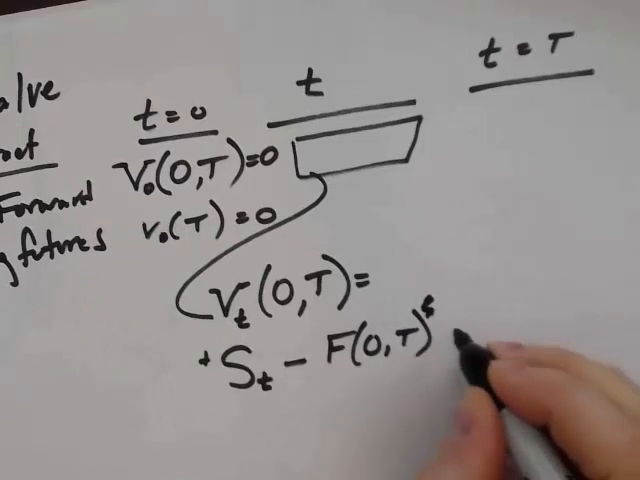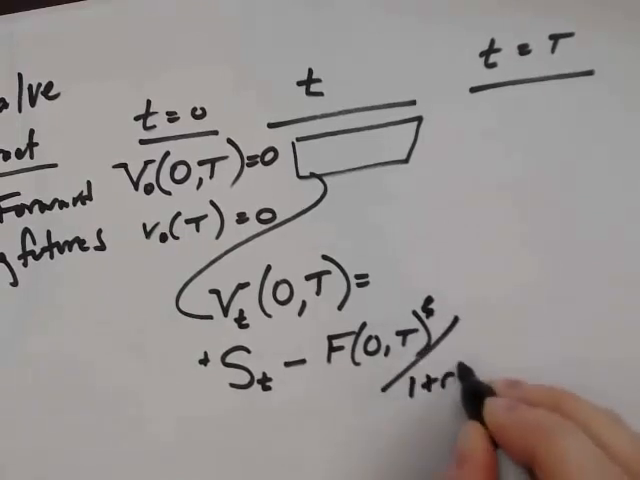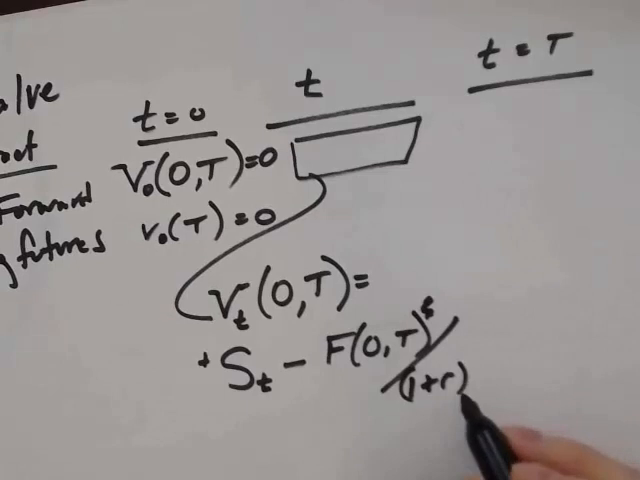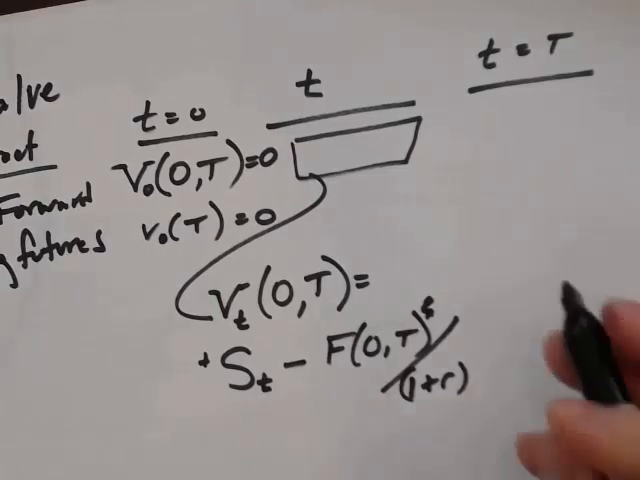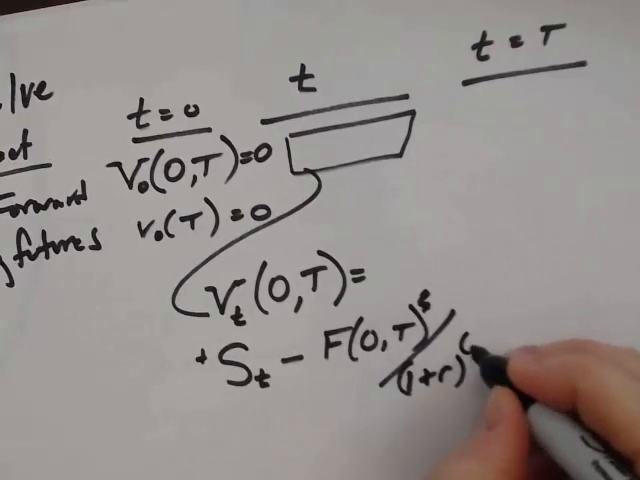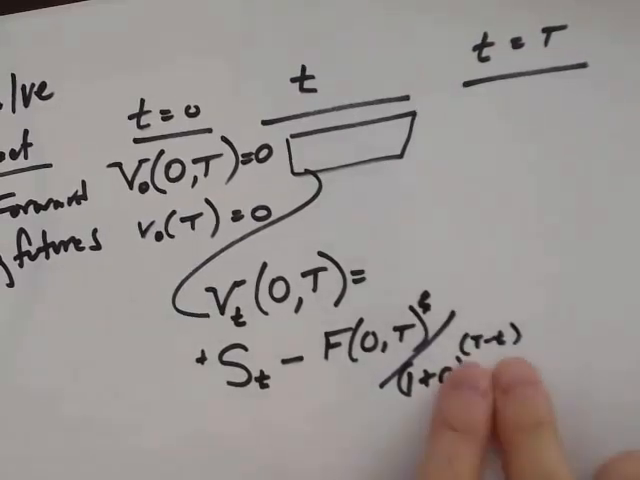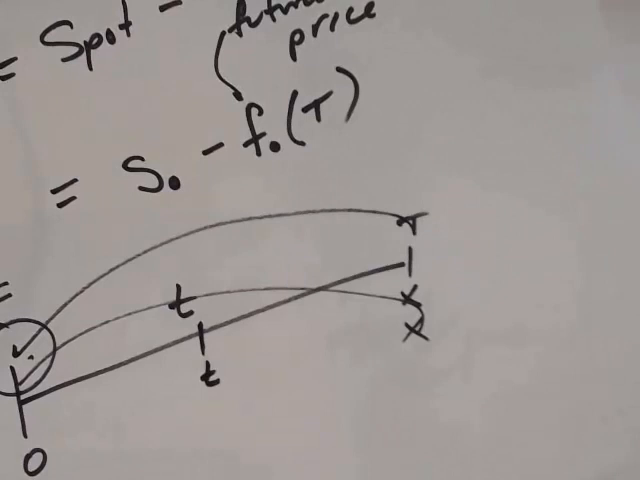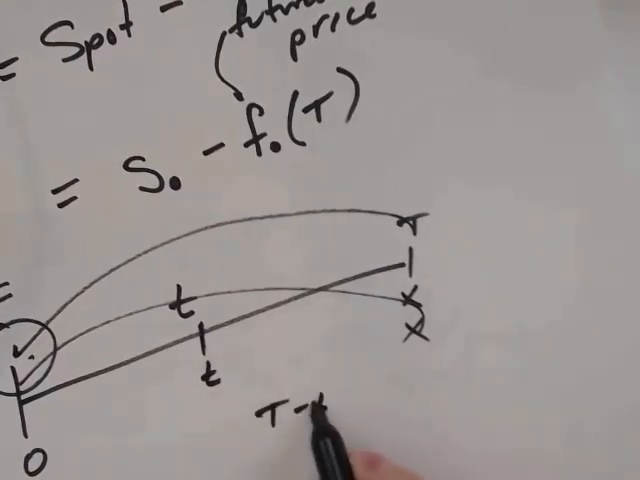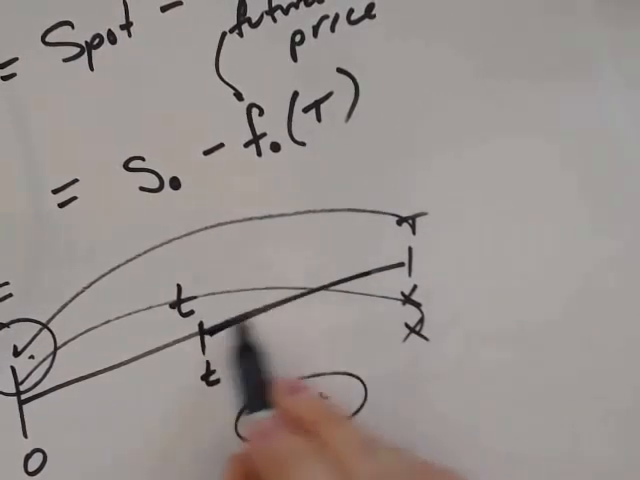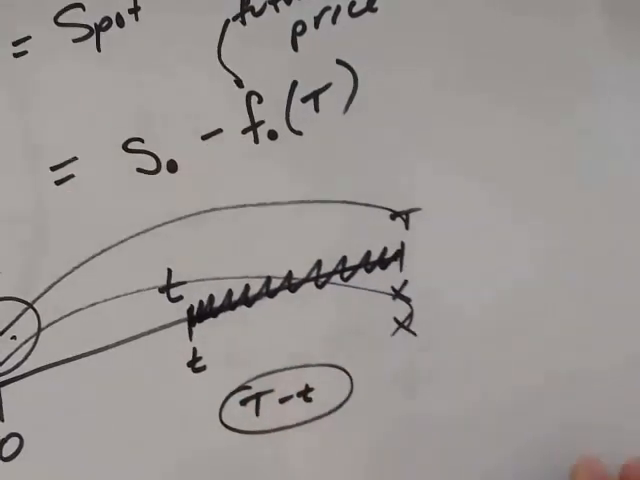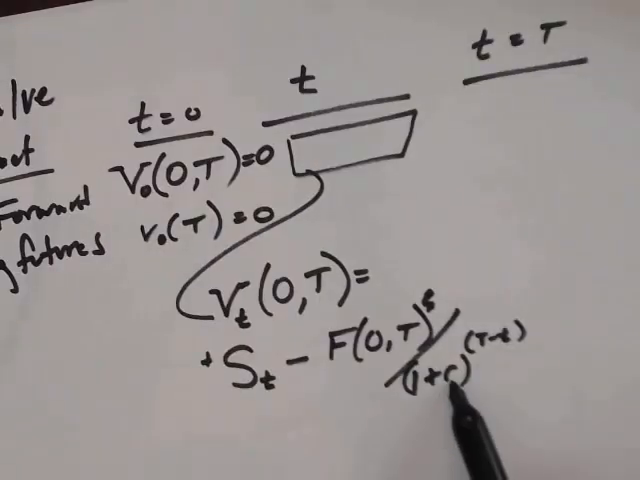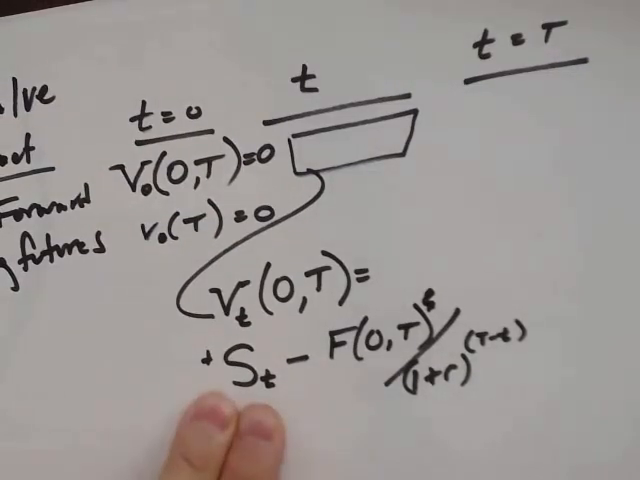So we need to discount this back by a risk-free rate, and we'll talk about that in a little bit. That's the interest rate, so that shouldn't be a surprise to you. We're going to discount it over capital T minus little t. In other words, if we're valuing it right here at time t, then capital T minus little t is this distance in time. We're going to discount it back by that amount of time, at this interest rate. And so this is the present value of what you expect to get.